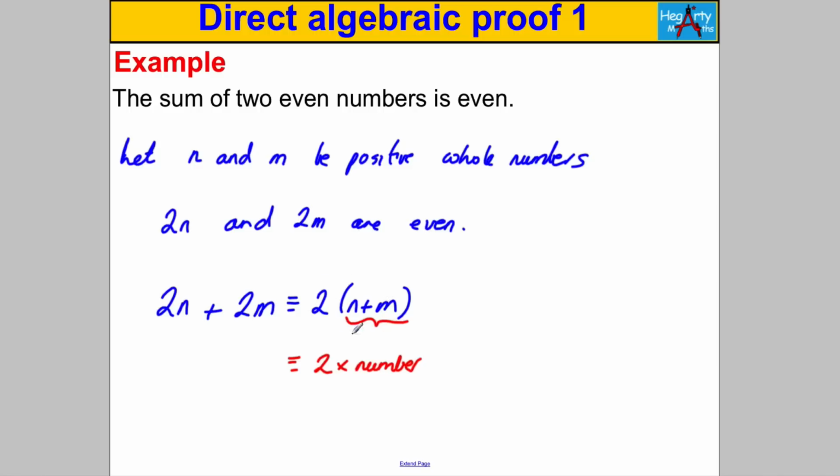So therefore, when I added this and this, I got something of the form 2 times a positive whole number. So therefore this whole thing must be in the 2 times table. This thing must be even. Therefore the sum of two evens is even. Because when I add two evens together, I get something that looks like 2 multiplied by a positive whole number. That therefore is even, so the sum must have been even. And there you go, we have proved it.